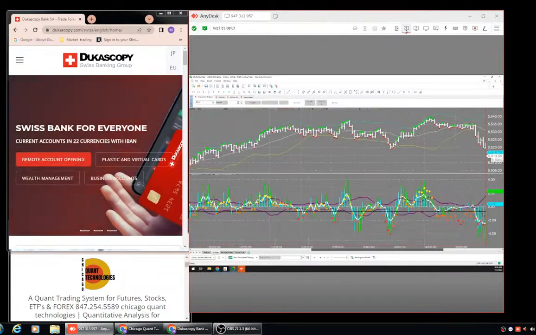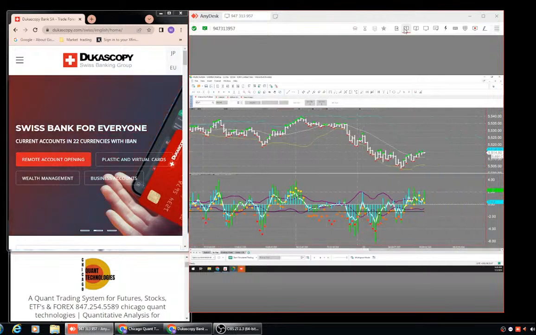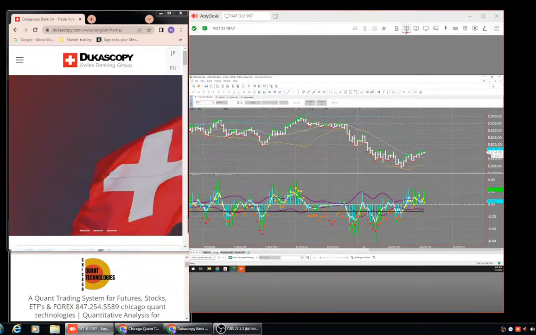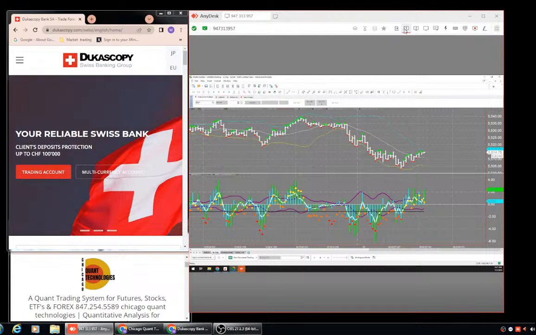So we'll watch and see if it can get some legs. I kind of doubt it. It just seems to me like it should be sideways, unless Powell says something, ignites some type of idea.